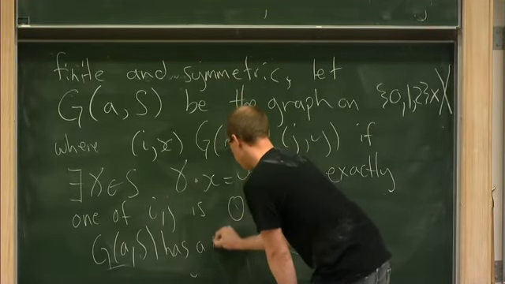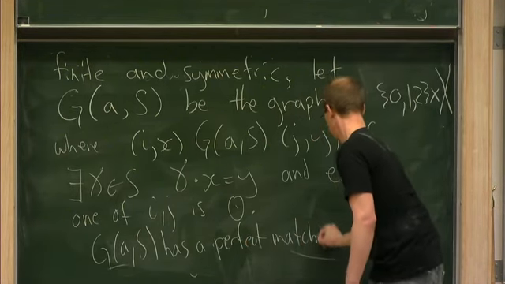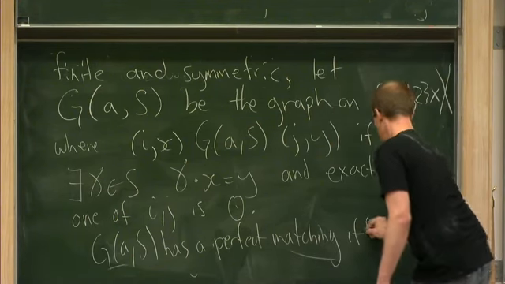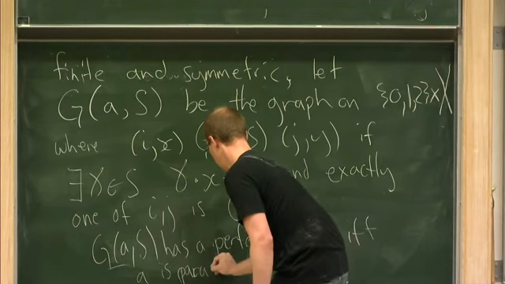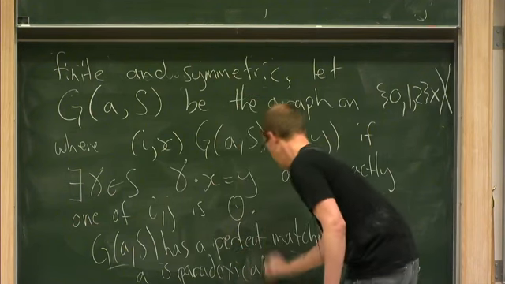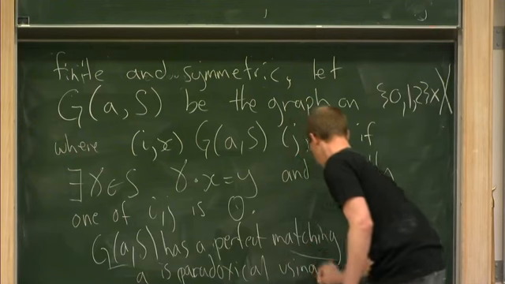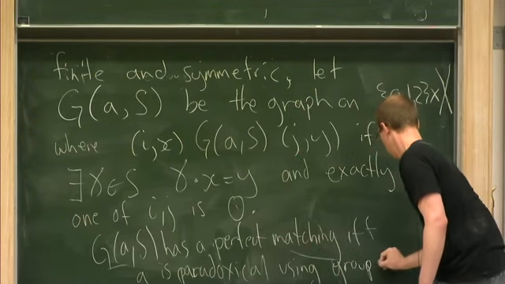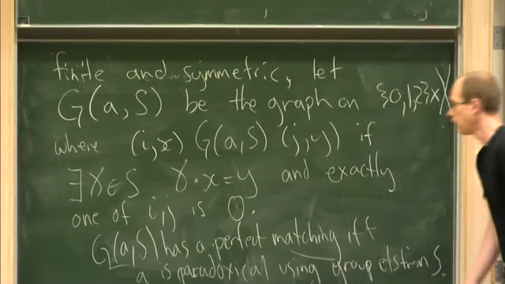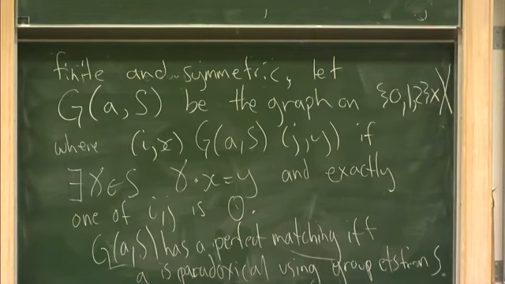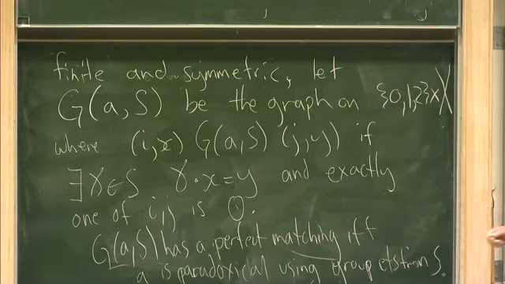So this graph has a perfect matching if and only if A is paradoxical using group elements from S. Sorry, what's little a? A is the action. Sorry, I should have said that at the beginning. Yeah, let A be the action.